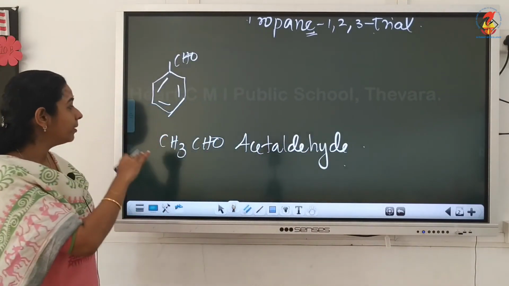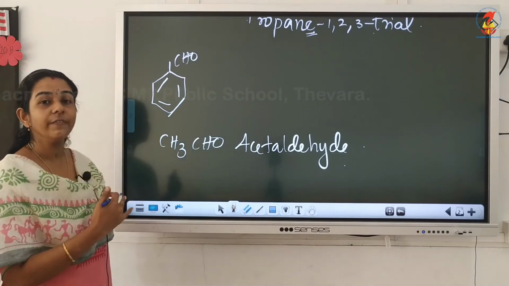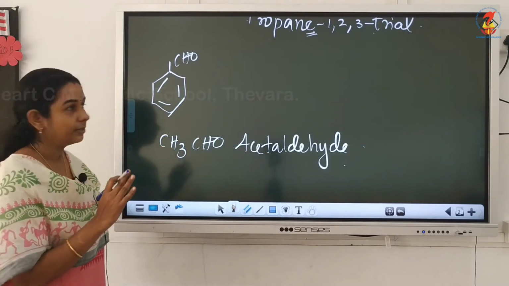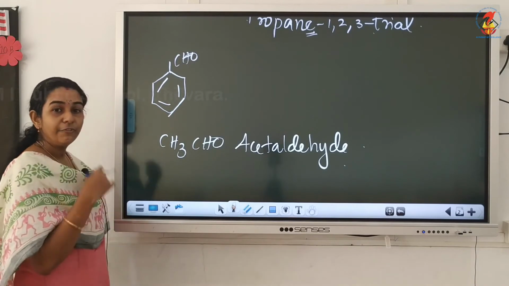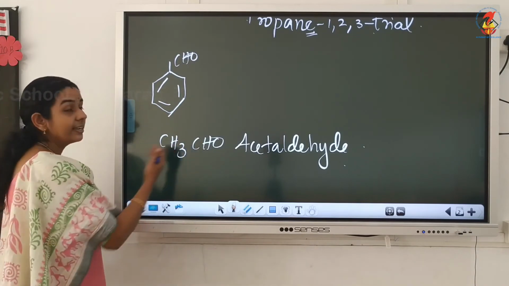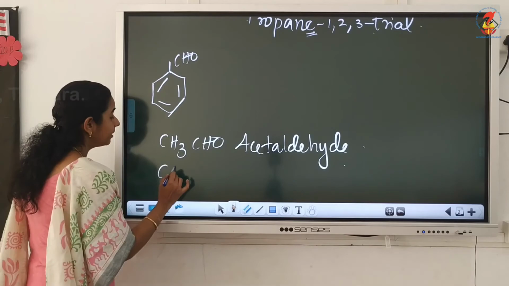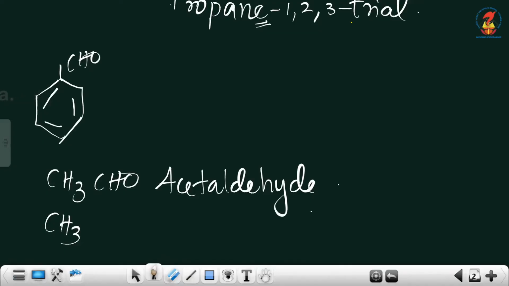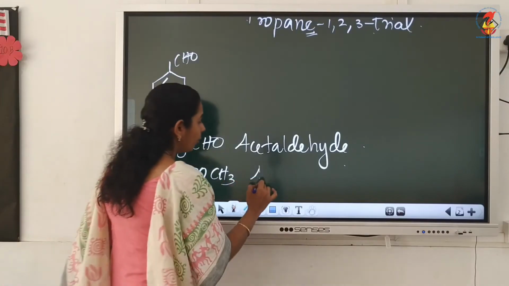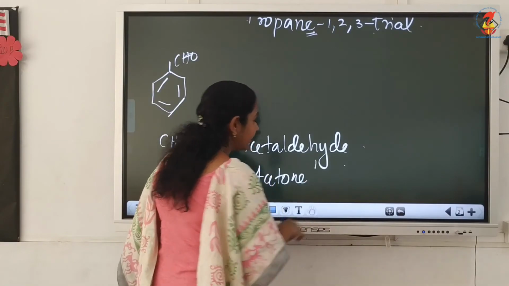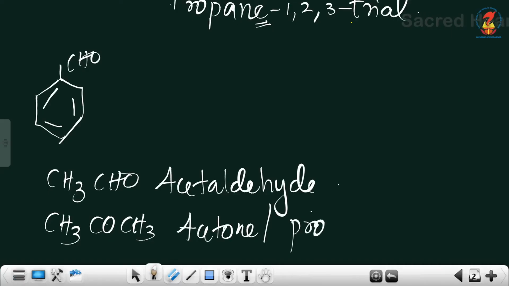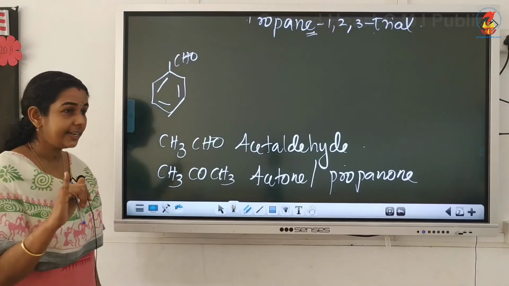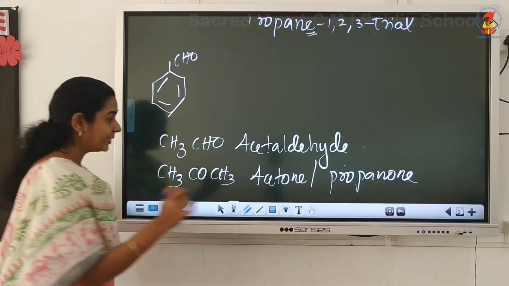Write all these compounds' structures along with their names inside a box. Benzaldehyde, acetaldehyde, a very common reactant we are using. Then the other one is acetone. That is a common term we use, CH3COCH3, acetone, or we can call it by its IUPAC name, propanone. Remember benzaldehyde, acetaldehyde, acetone.